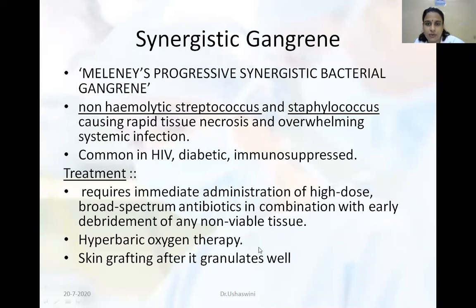Once the patient is doing well, he is clinically stable, all the septicemic features have reduced, all the vitals are under control, and the debrided area looks viable and healthy, then we go for skin grafting. Skin grafting after the wound granulates well. So this is not a 1 or 2 days affair. The patient has to stay with us for a long time in the hospital, and once he is fit for grafting, we do a skin grafting and discharge him later on.